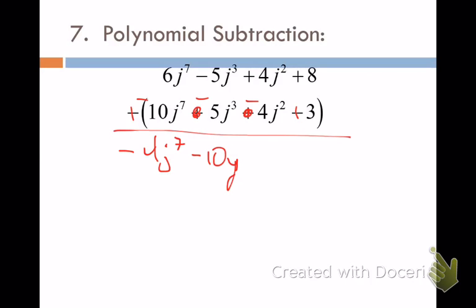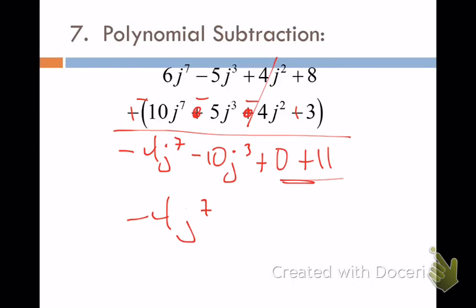That's a pretty rough looking j. Then we get, oh, look at that, 4 plus negative 4 is 0. 0 times j squared is 0. And then we get plus 11. But then we can combine these guys because they're like terms now. And 0 plus 11, of course, is just 11. Okay, that's it.